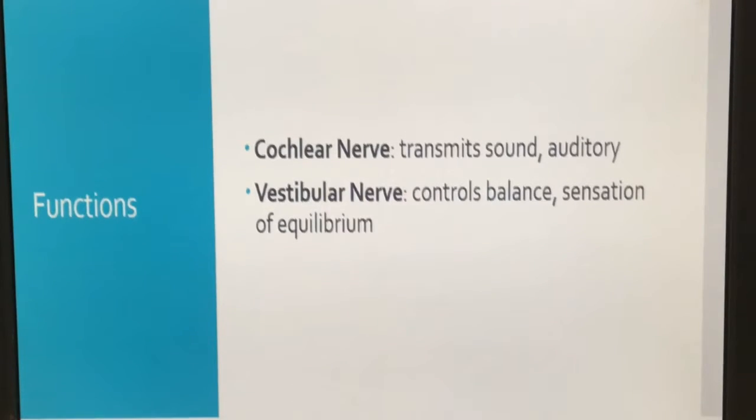So, the vestibulocochlear nerve has 2 branches, the cochlear nerve and the vestibular nerve. As for their functions, the cochlear nerve is responsible for transmitting sound and audio purposes. The vestibular nerve is responsible for control of balance and sensation of equilibrium.